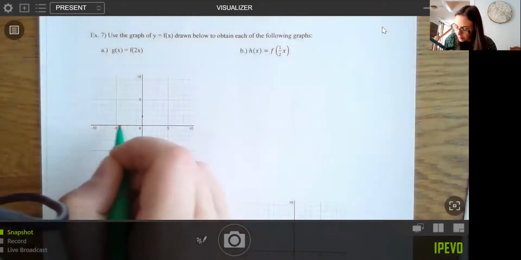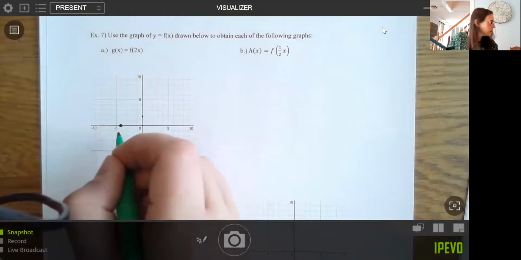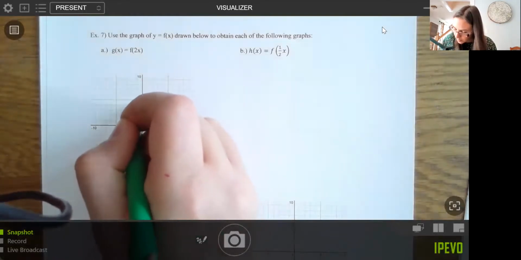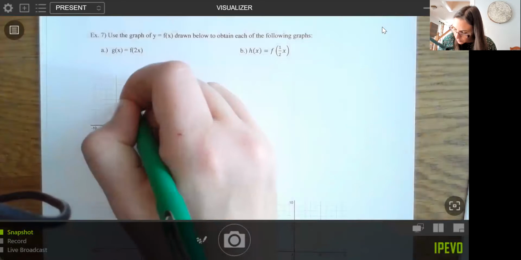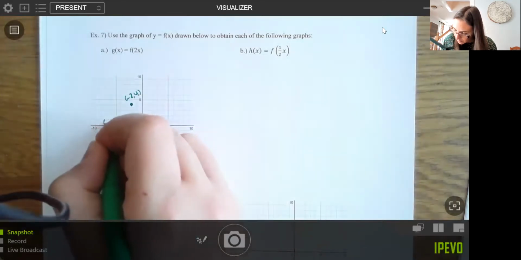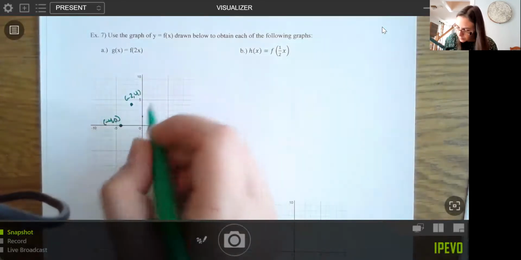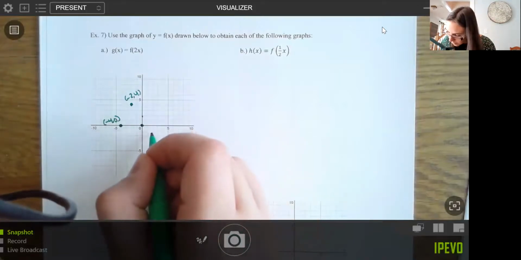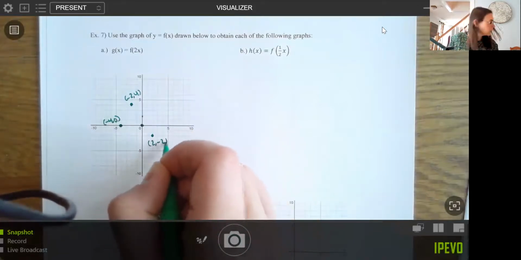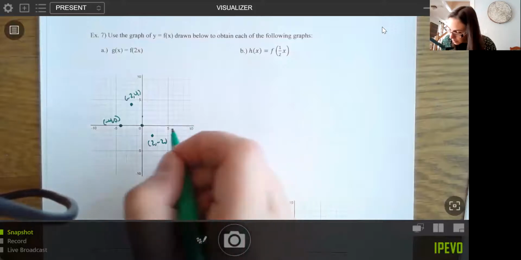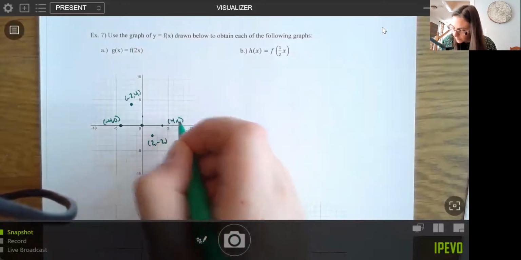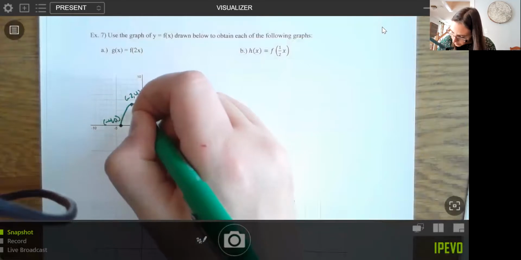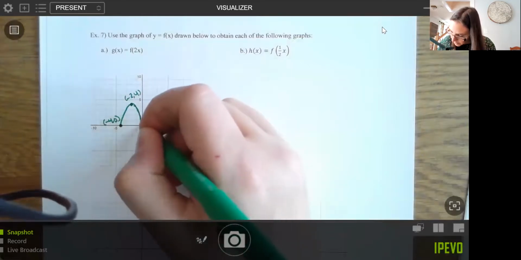So I have the point -4, 0, and then -2, 4. So this is -2, 4, and then -4, 0. The point 0, 0. To -2, and then 4, 0. And what your graph looks like is this. It's a curve on this side, like a little U. And then it's a V on this side.